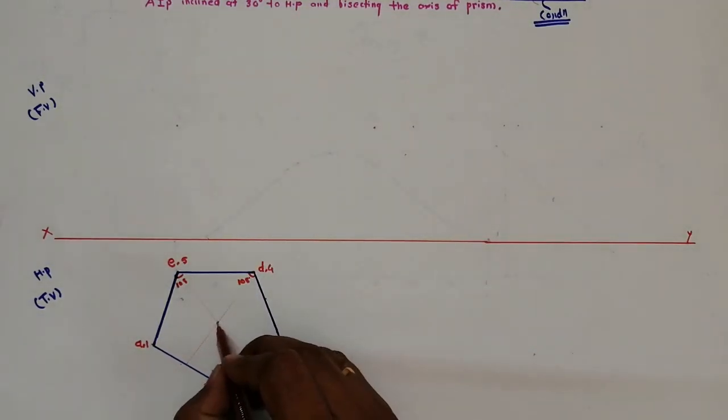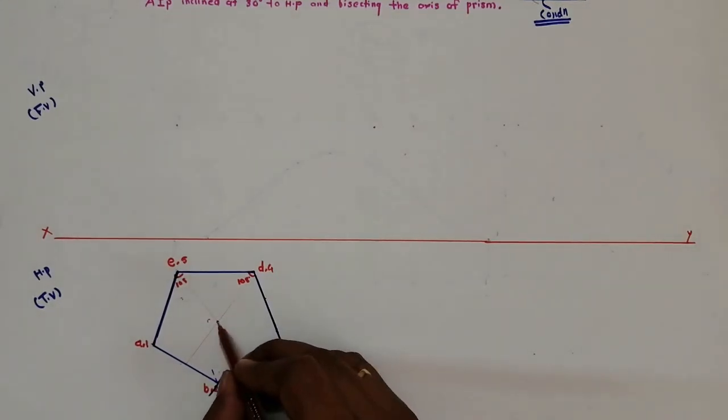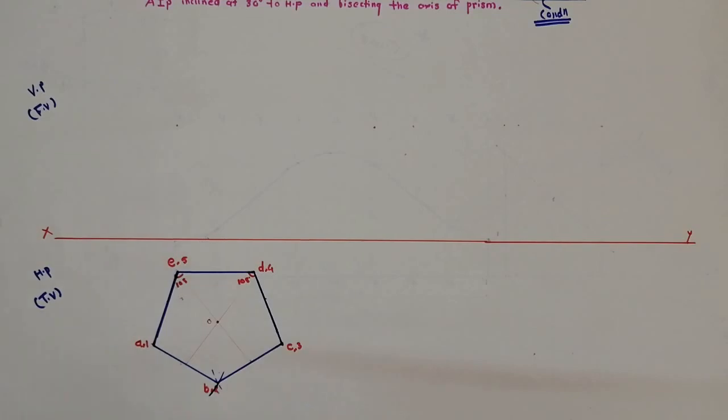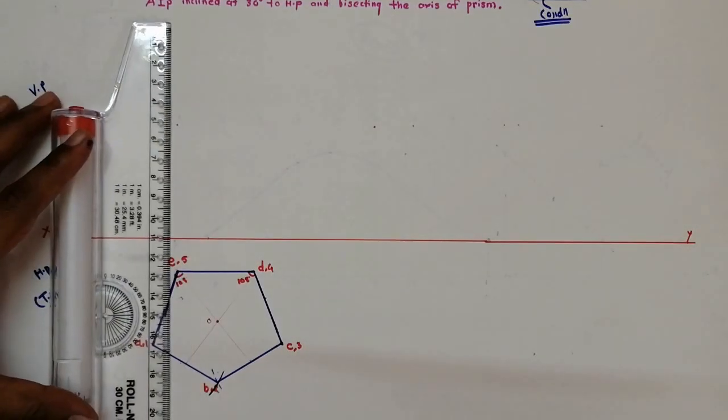So if you join these two lines, we'll get the intersection and we'll get the center of this pentagon, okay. So this is our center. Suppose we call this O, okay. So now from this O, take the projection.